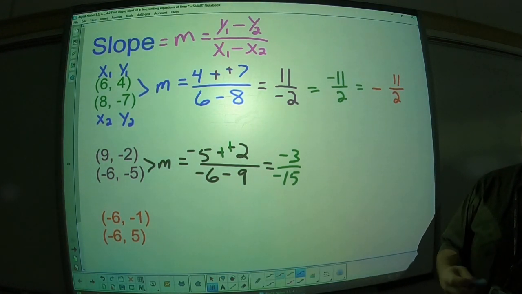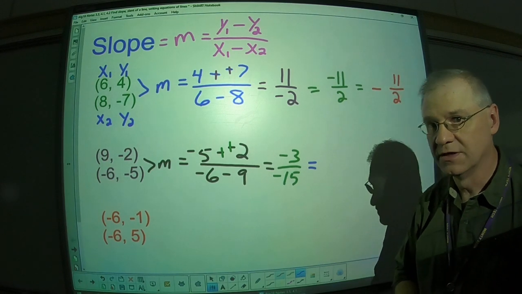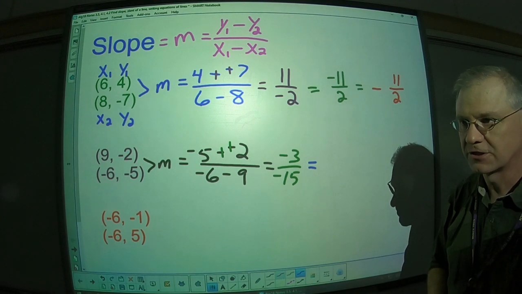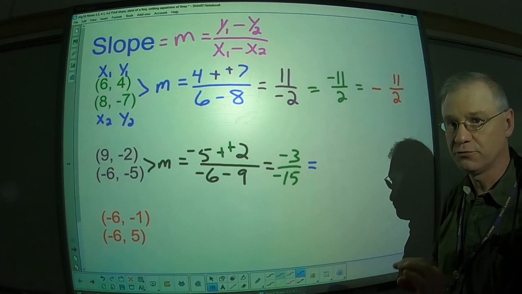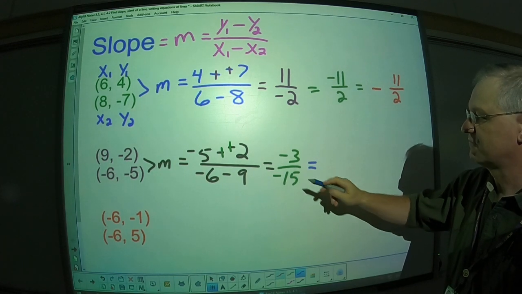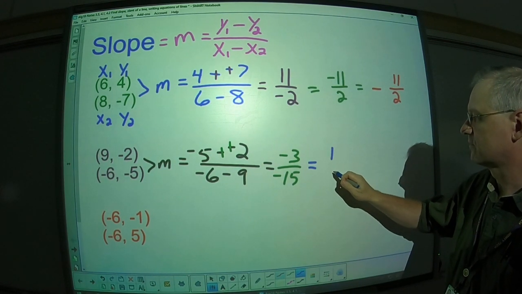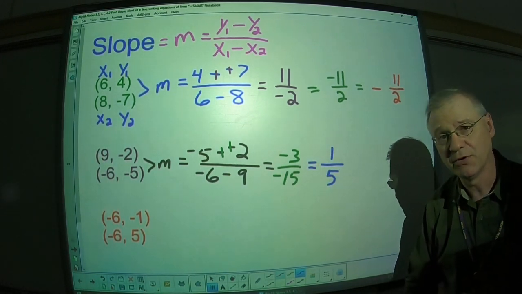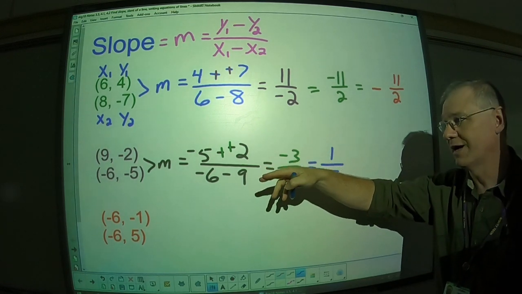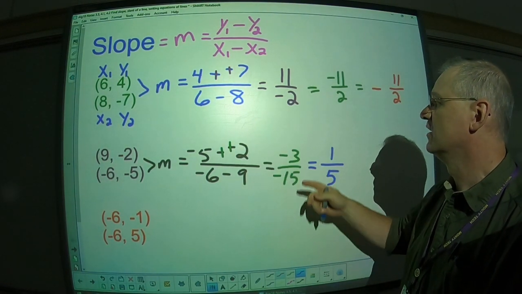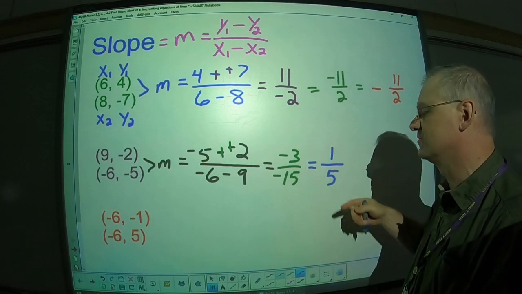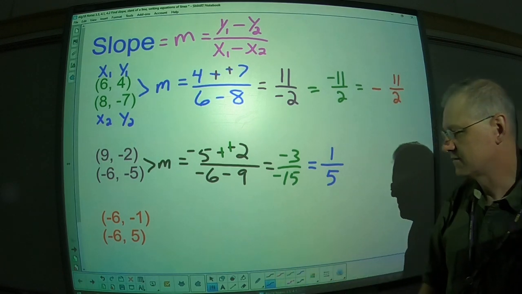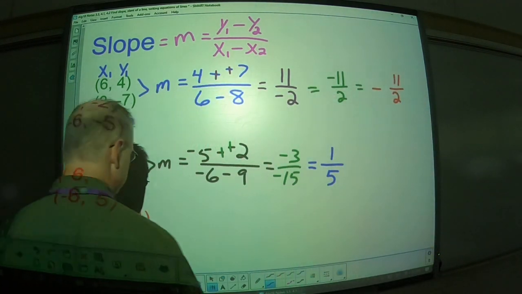Now I am going to insist, whenever possible, that you reduce fractions that can be reduced. I don't mean make them mixed numbers, I mean reduce them. Like 3 goes into 15 and 3. 3 goes into 3 once, into 15 5 times, and a negative divided by a negative is a positive. Had you done it the other way around and put the 9 and negative 2 first, you'd have found this came out to 3 over 15, which is 1/5. Same end result.